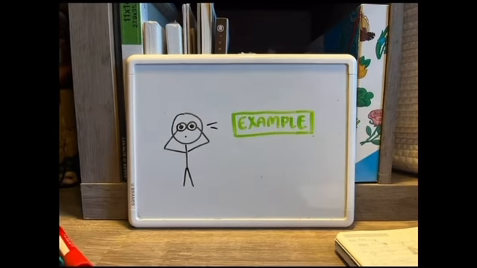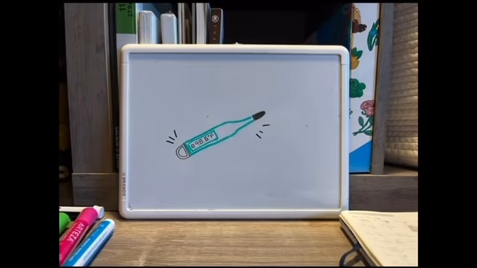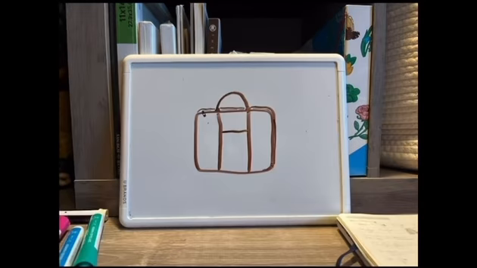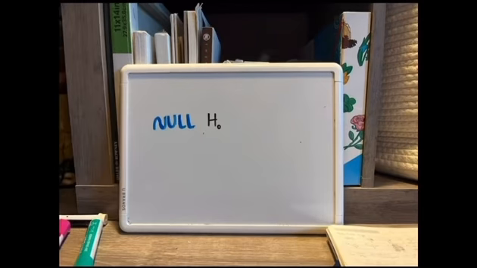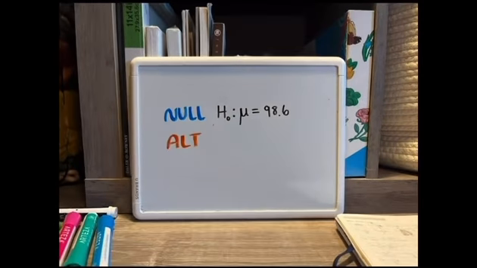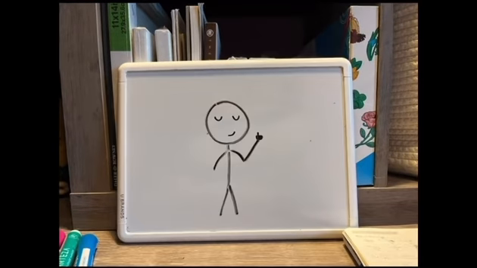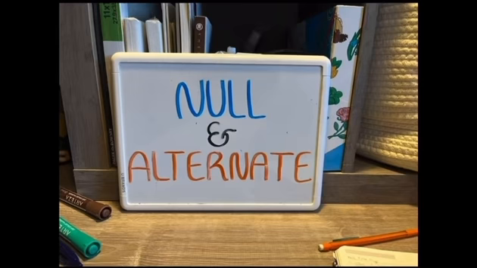Let's look at another example. The average human body temperature in Fahrenheit is 98.6. However, you believe this is not true. In this case, the null hypothesis would be that the average is 98.6, and the alternate is that the average does not equal 98.6. And that is null and alternate hypothesis.